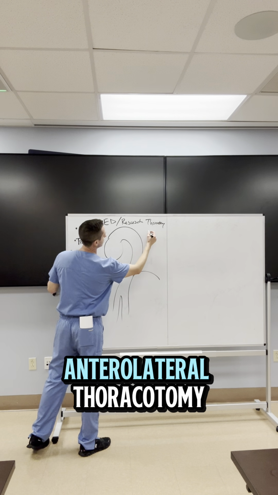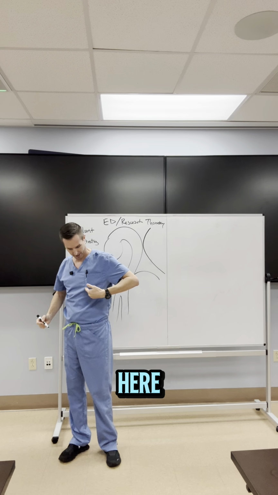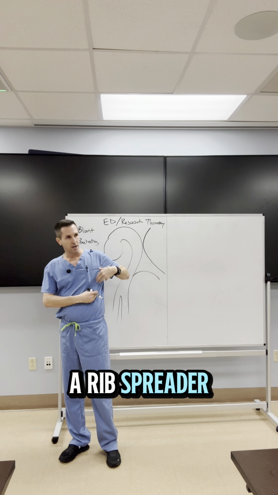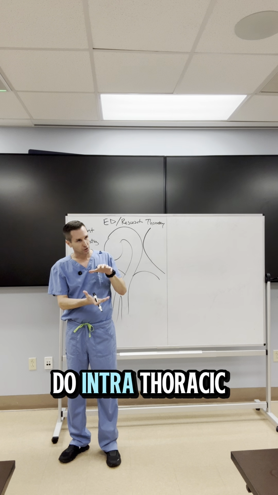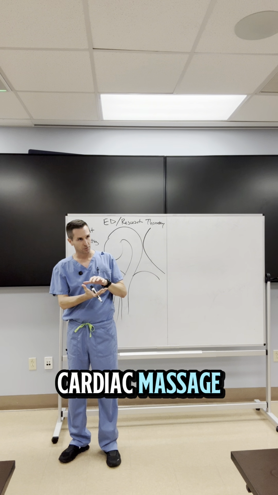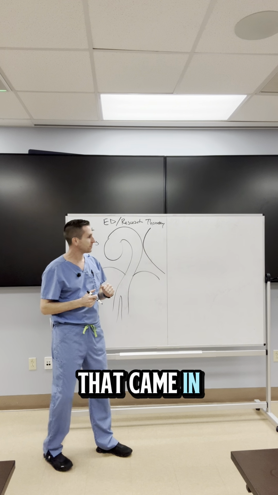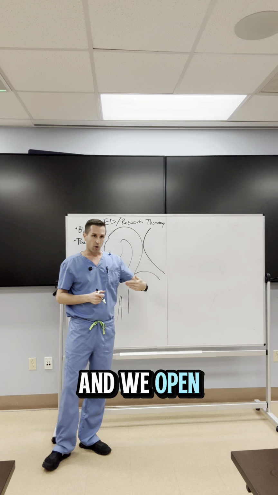That's an anterior lateral thoracotomy. We make a big incision in the chest here. We open the rib spaces with a rib spreader, and we expose the heart. And we can do intrathoracic cardiac massage. We were doing this the other day. We had a traumatic arrest that came in. It was blunt, okay? And we opened the chest.